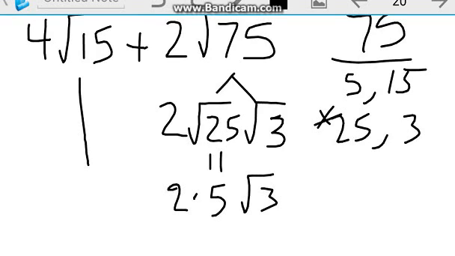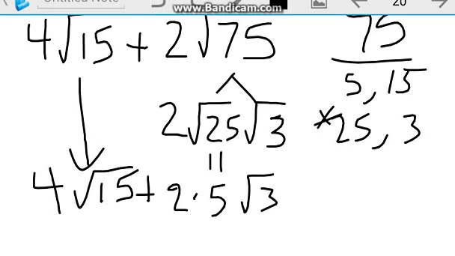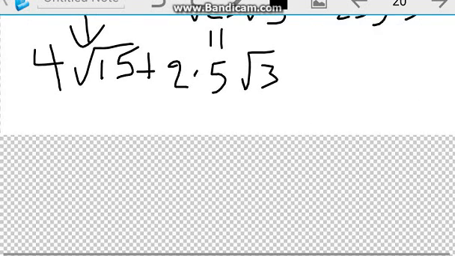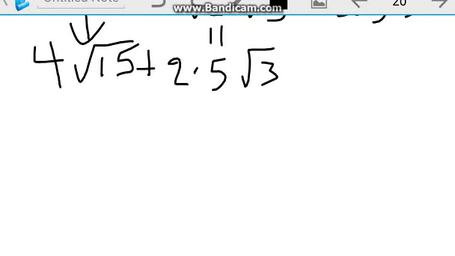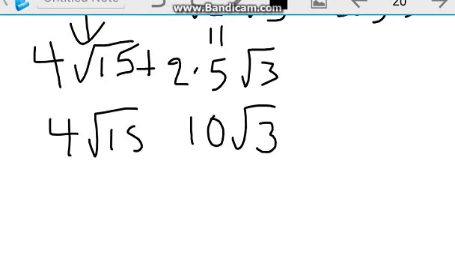I'm going to bring this down a little bit so we can see it. So 2 times 5 is 10 radical 3. And we have 4 radical 15. We cannot add these because they are not like radicals. Radical 15 and radical 3 aren't the same, so we can't add them. And this is our final answer.